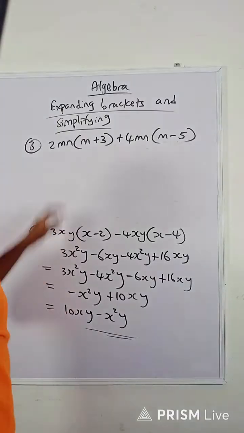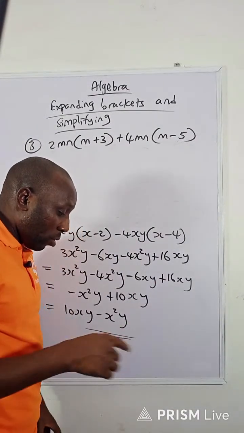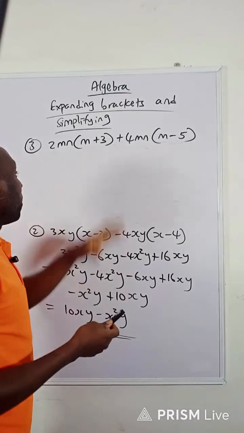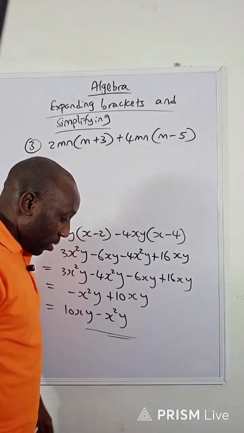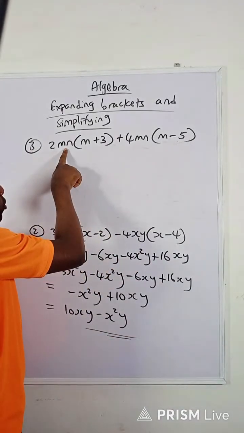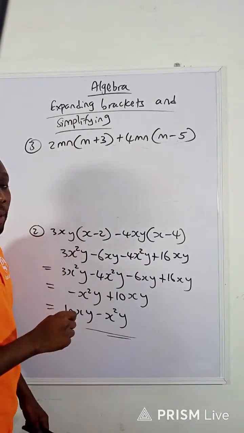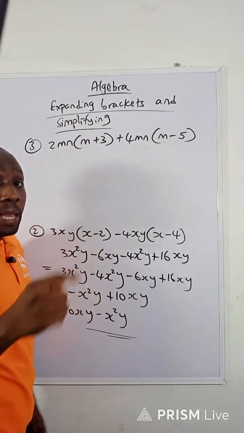So what we have is 2mn bracket m plus 3. And again, while I'm doing it, if you have done it, just drop it in the comment, okay? Plus 4mn bracket m minus 5. So what are we going to do here? Just like I explained for number 2, we come and you do 2mn times m. You have m times m, which is m squared.